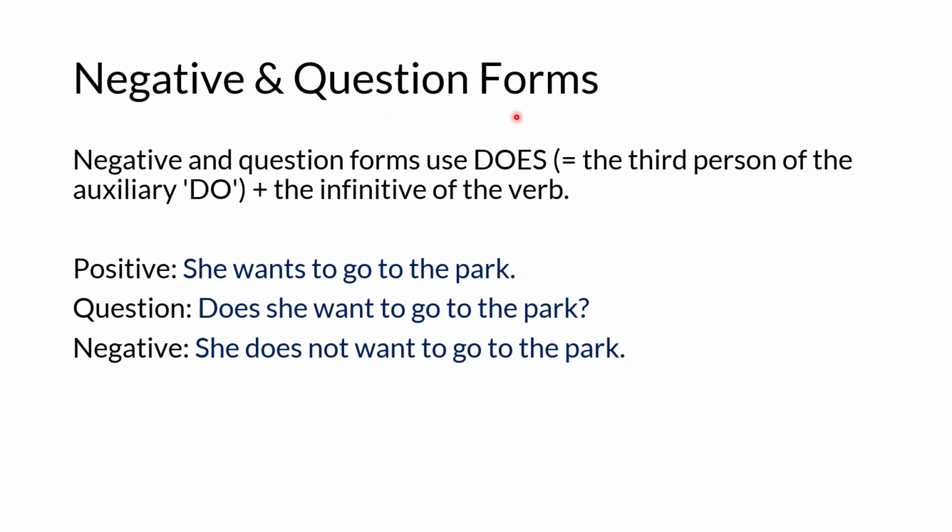In the negative and question forms, we use does or do plus the infinitive of the verb. So let's take an example of wanting to go to the park. The positive would be she wants to go to the park. And the question form would use does plus the subject, which is she, want to go to the park. So does she want to go to the park? The negative takes the form of the subject plus does in the third person singular. So she does not want to go to the park.